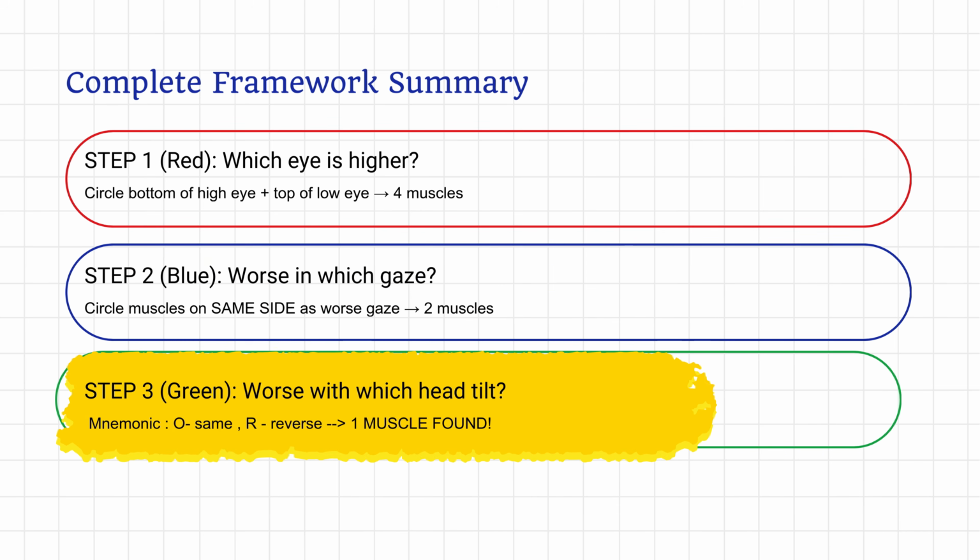Step 3. Identify which head tilt makes it worse. Same side tilt, usually an oblique. Opposite side tilt, usually a rectus. And that gives you the final culprit muscle.